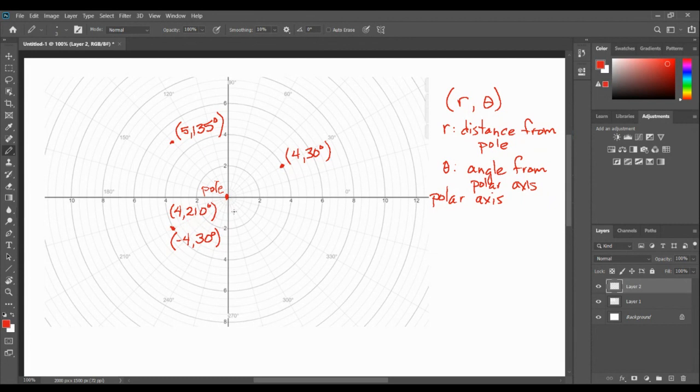I got a question real quick. Does that apply with that 135 degrees? Would that be considered a -5 and then whatever the degree would be? Yeah, it is. So it would be -5, and it looks like 315. So all of these points could be the same thing. This (4, 30°) could be (-4, 210°). All of these points have multiple ways we could write them.